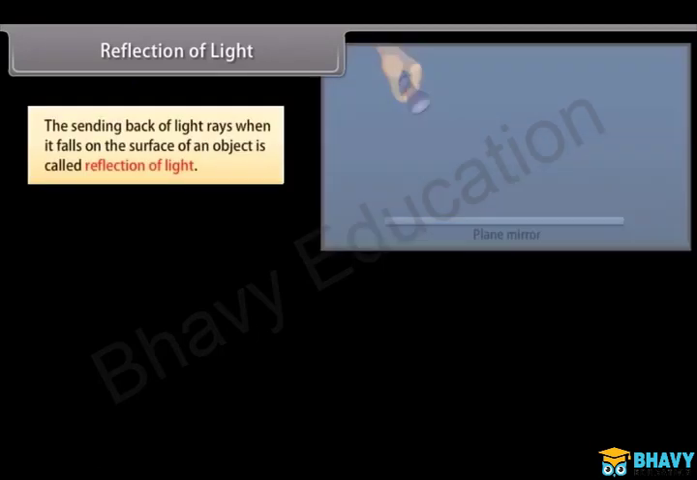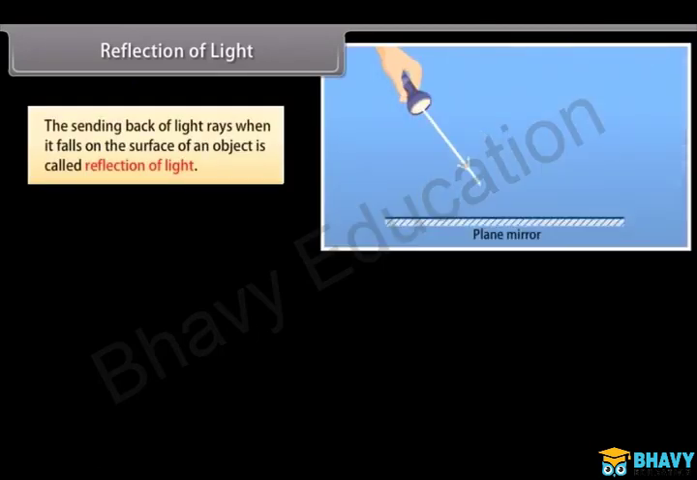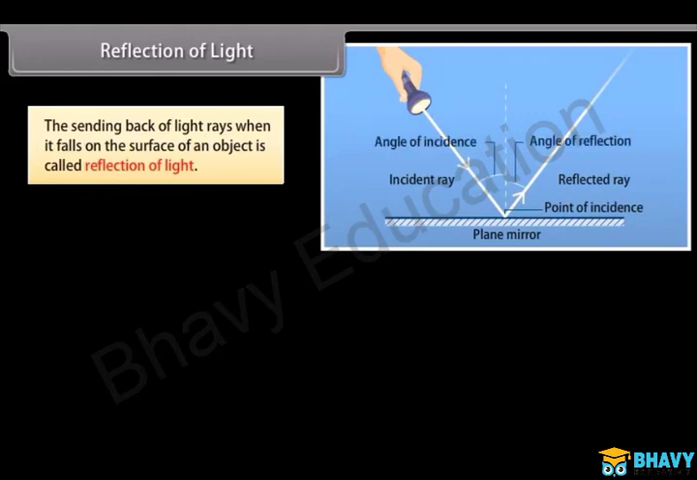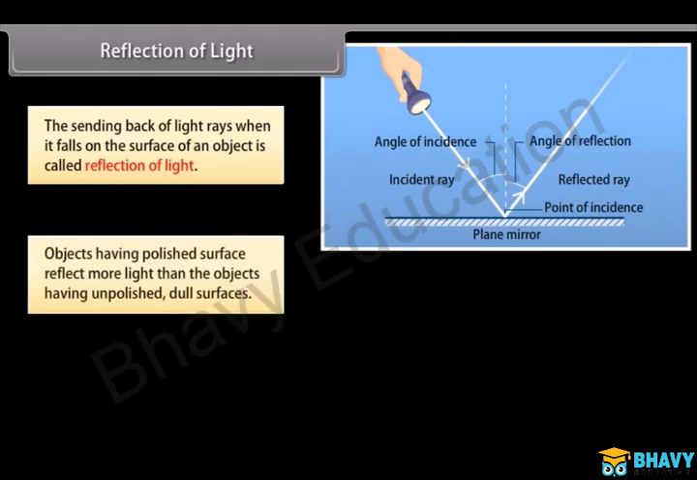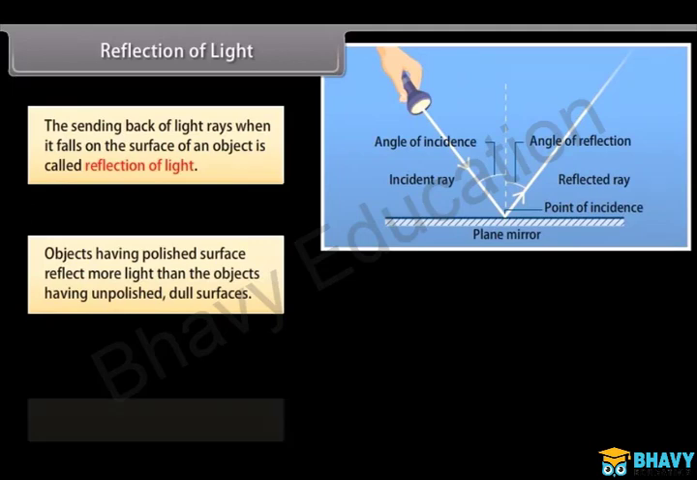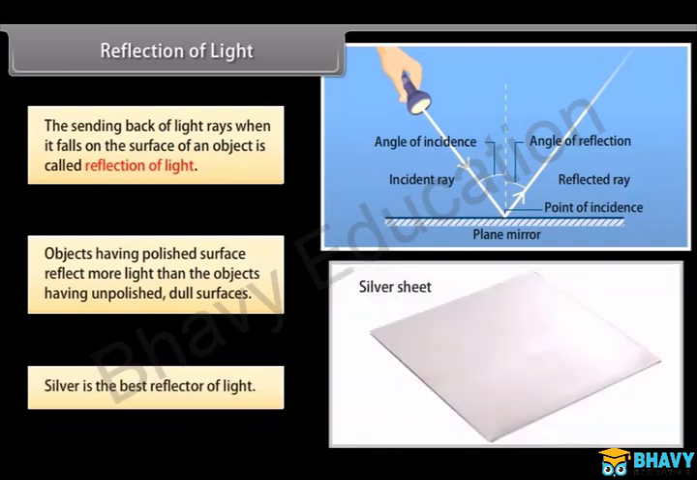Reflection of light. The sending back of light rays when it falls on the surface of an object is called reflection of light. Objects having polished surface reflect more light than the objects having unpolished, dull surfaces. Silver is the best reflector of light.